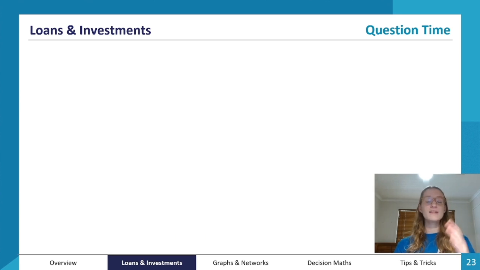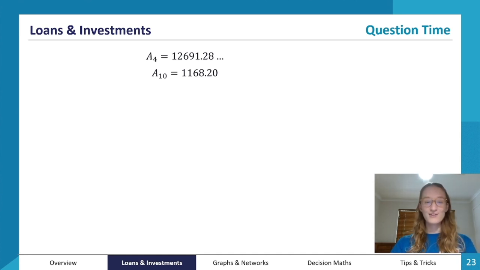And then as we continue after 4 months, after 10 months, we've worked out all the way there because we've done the working out, but we've just skipped over it. So after 5 months, 6 months, 7 months, 8 months, and now we're up to 10 months. So after 10 months, there is $1,168.20 left owing on their loan. That is awesome news. They've almost paid it off.